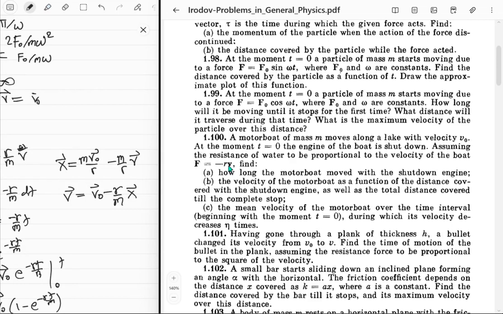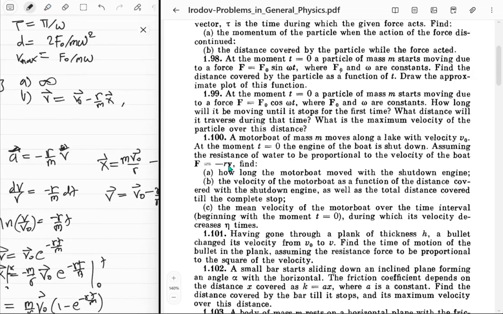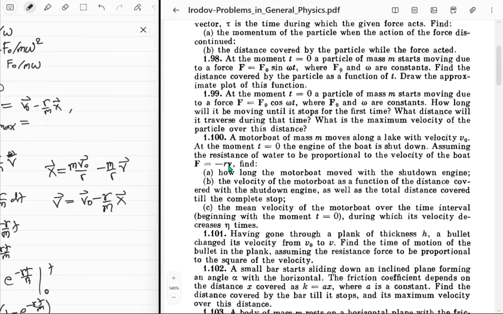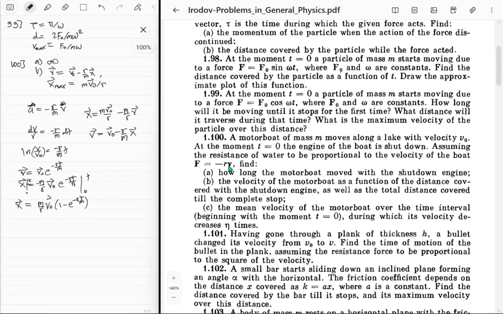And the first equation that we need is x maximum, right? That is just m v naught vector upon r. Cool. So this is done. Let's go to C now.